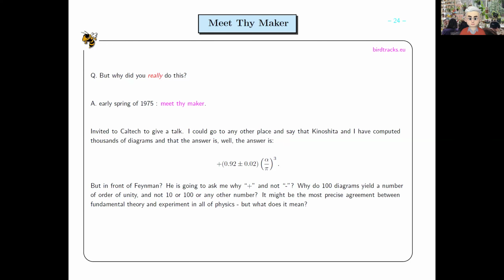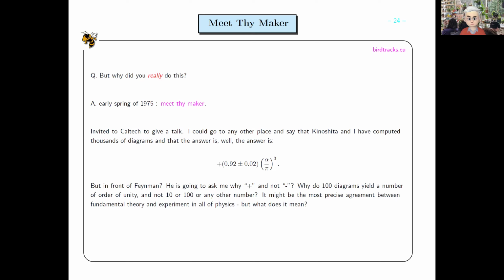But early spring 1975, I was invited to Caltech. I gave a talk about the work. I had gone other places, and every place else I could say, Knost and I did this, and it's 720 diagrams and 800 counterterms and ultraviolet, infrared. And the answer is 0.92 times alpha over pi cubed, where alpha over pi are the units in which Schwinger started computing the magnetic moment. His answer was 1/2 alpha over pi. It's on his grave.